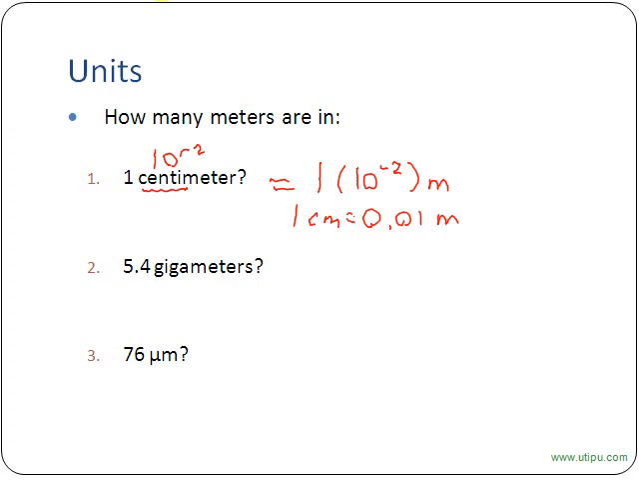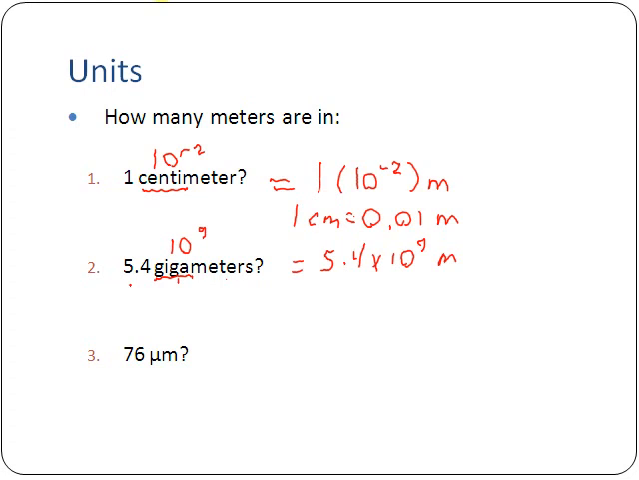5.4 gigameters. All right, what's the prefix? The prefix is giga. What does giga mean? Giga means 10 to the 9th. And so to do this, we would say that 5.4 gigameters would be 5.4 times 10 to the 9th meters. Because we have 5.4, then we have 10 to the 9th, then we have meters, just like that. And so 5.4 gigameters is 5.4 times 10 to the 9th meters.